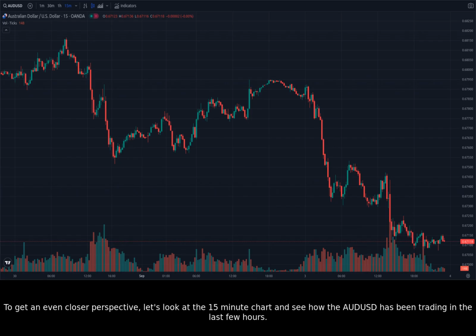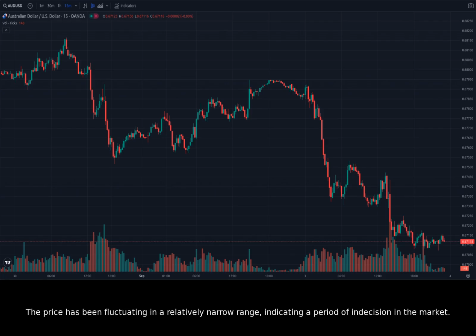To get an even closer perspective, let's look at the 15-minute chart and see how the AUDUSD has been trading in the last few hours. The price has been fluctuating in a relatively narrow range, indicating a period of indecision in the market. This consolidation could be a sign that the market is trying to find direction, and we might see a breakout soon.